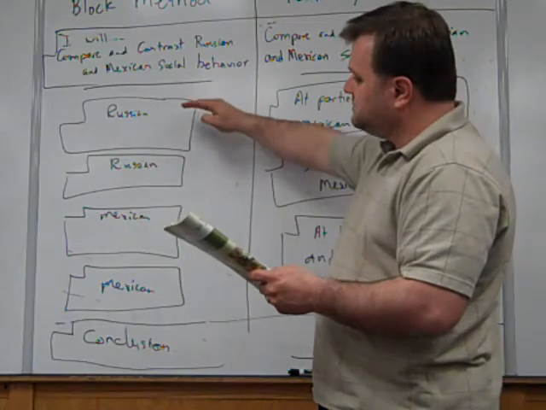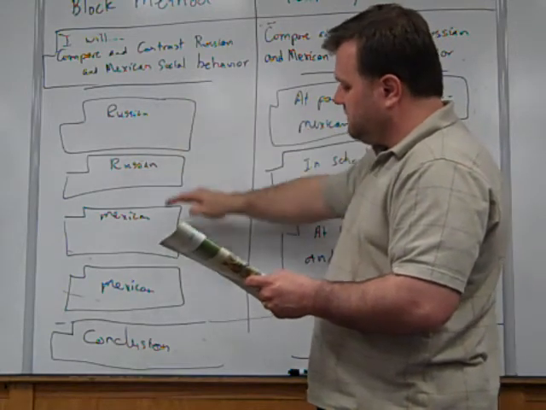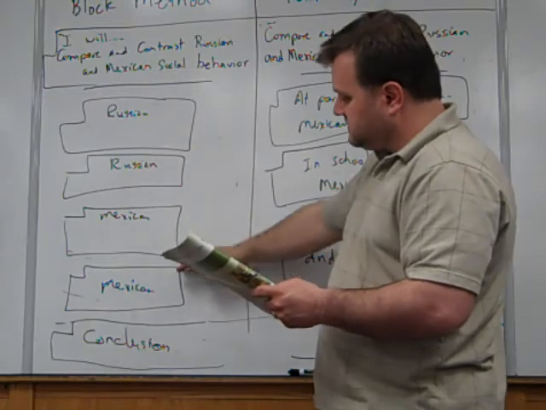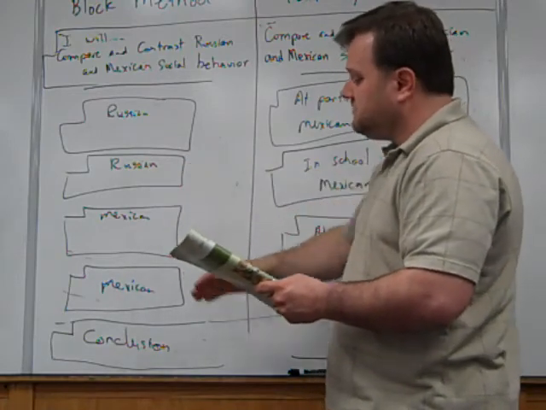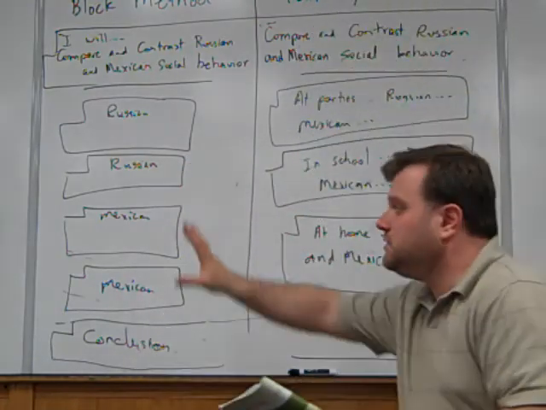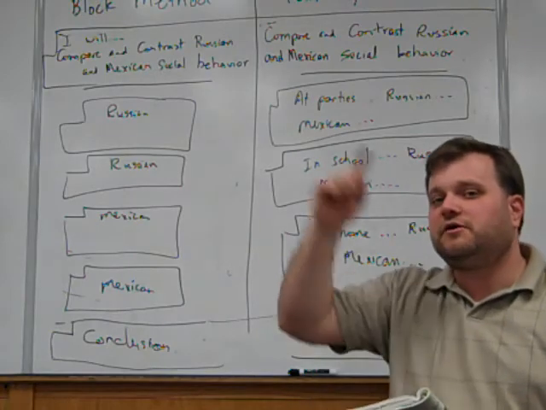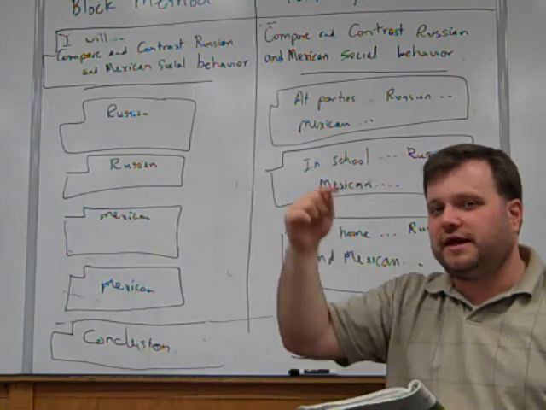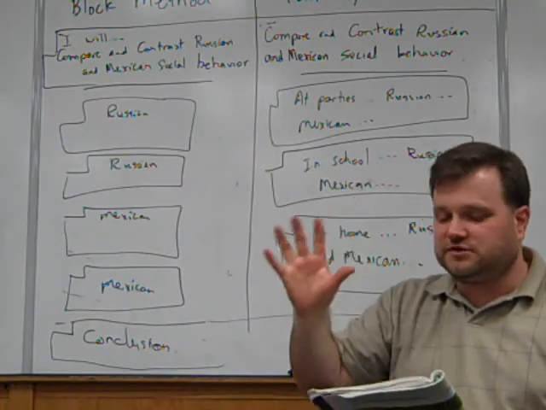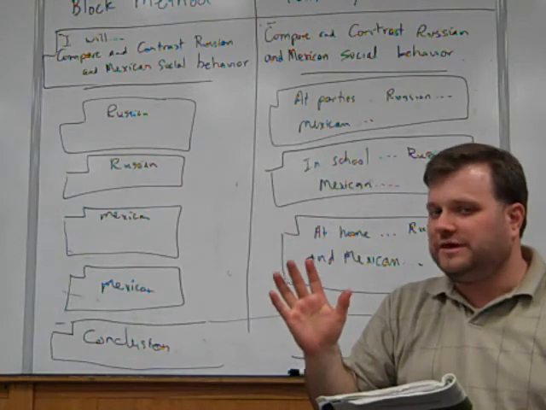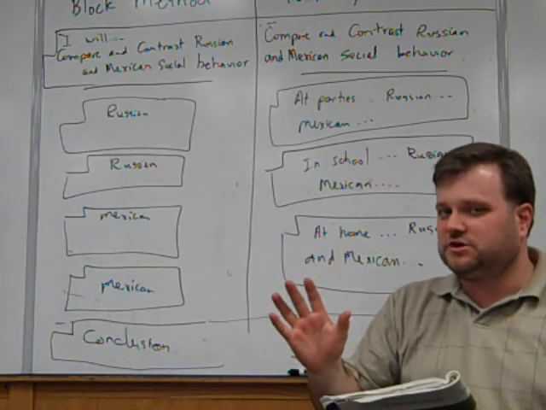What you end up doing is going back and forth. Here's Russian behavior, Mexican behavior, Russian behavior, Mexican behavior, Russian behavior, Mexican behavior. And for the reader who's reading this kind of essay, the reader has to go back and forth within your essay to figure something out. And so they really won't know easily what your points are.